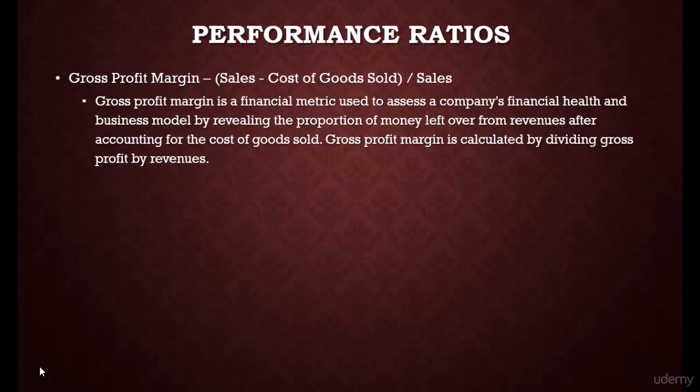And as we can see, our gross profit margin is a financial metric used to assess a company's financial health and business model by revealing the proportion of money left over from revenues after accounting for the cost of goods sold. Gross profit margin is calculated by dividing gross profit by revenues. So this is a quick way just to see our profit margins just from our sales and our cost of goods sold without taking in any of the other expenses.